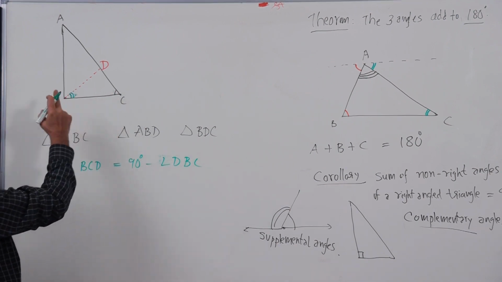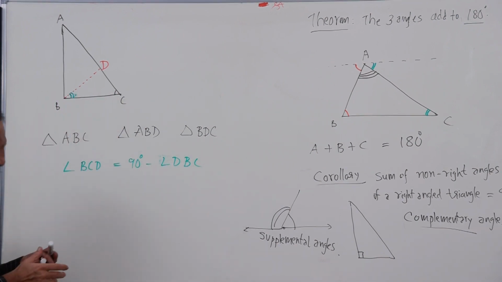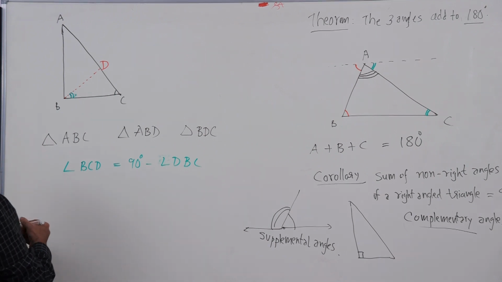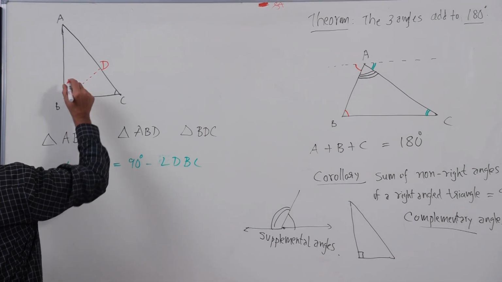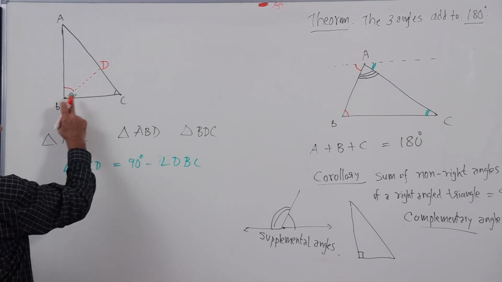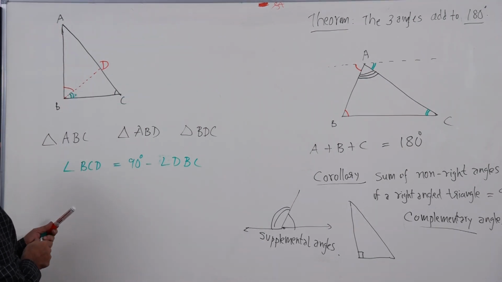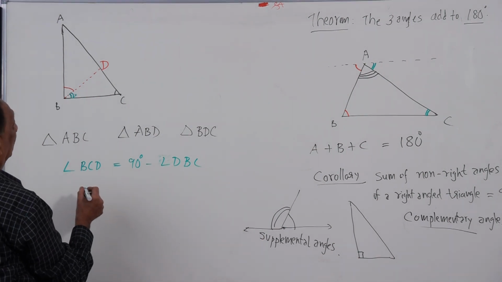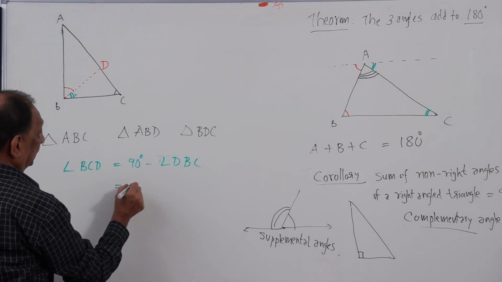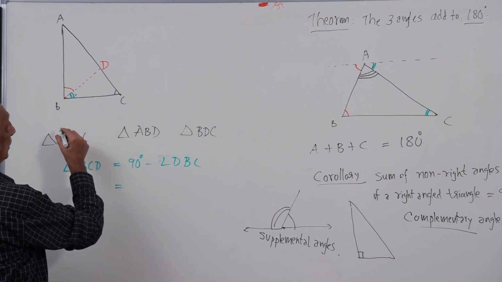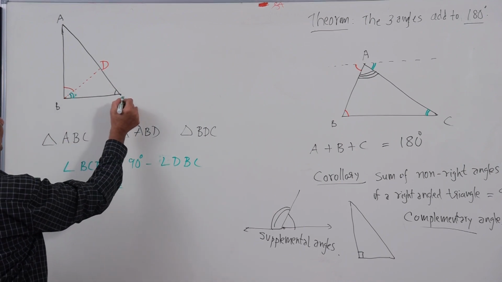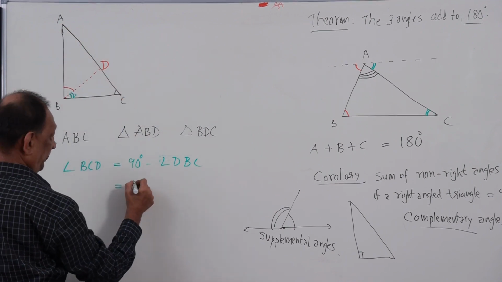Correct? They are complements of each other, so they add to 90 degrees. But we also find another angle here, which is also a complement of BDC, right? Because this is also 90 degrees. Which means 90 degrees minus DBC is ABD.